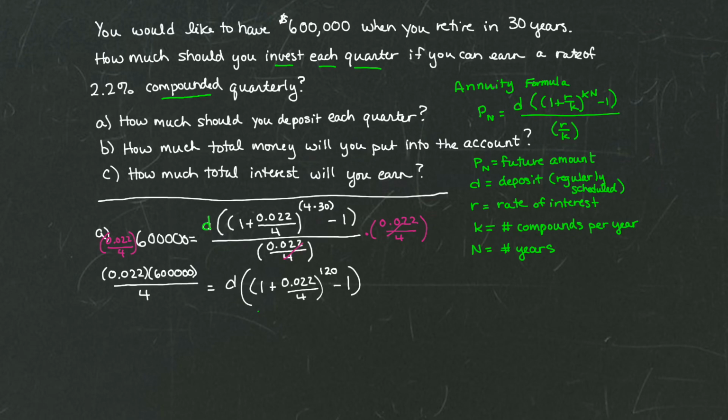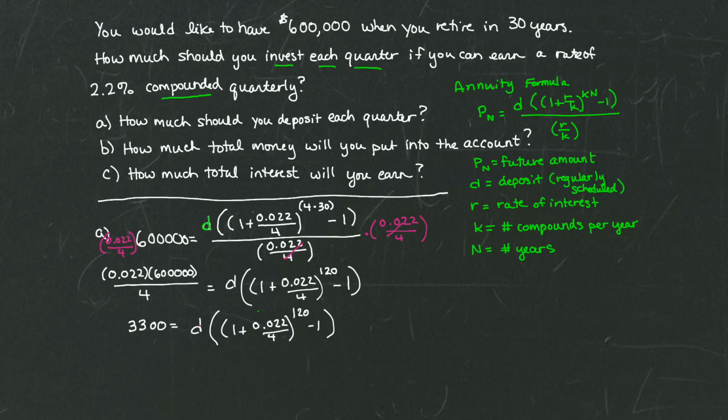Now, on the left side, I have 0.022 times 600,000 divided by 4. And pulling out our calculator and doing a really quick calculation, we discovered that that's actually just 3,300, equal to D times the quantity of 1 plus 0.022 over 4 raised to the 120 minus 1. Now we have one last step to solve for D.